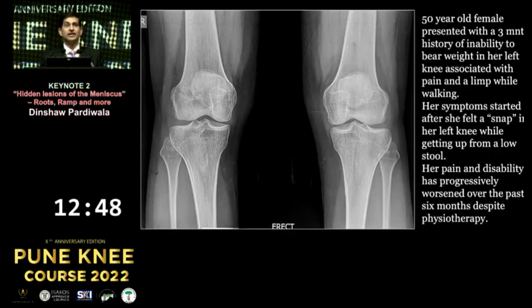So let's try and understand with a case example what the clinical and surgical scenario would be. This is a typical sort of patient for a medial meniscus root tear. This is a 50-year-old female. She presented with a 3-month history of inability to bear weight on her left knee associated with pain and limp.